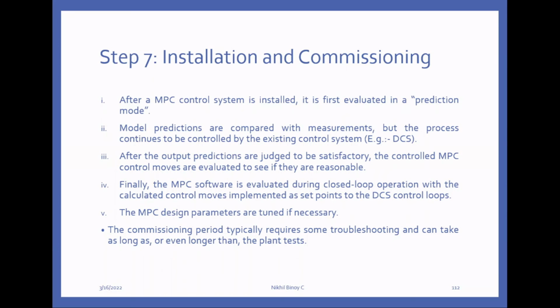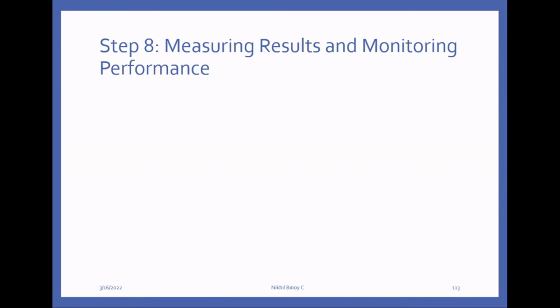The commissioning period typically requires some troubleshooting and takes as long as or even longer than the plant test. I told you plant tests require days or weeks. So commissioning requires more than that, because regularly we have to check. For a long period we have to check whether it is working satisfactorily. And if it is 100% accurate, then we can commission. Now after commissioning, we have step 8, measuring results and monitoring performance. After commissioning, still we have to monitor the performance of the system.